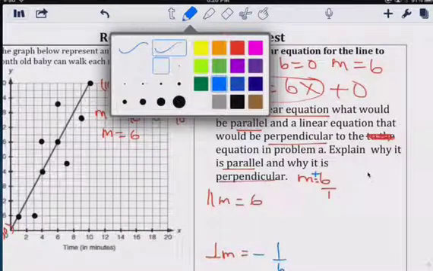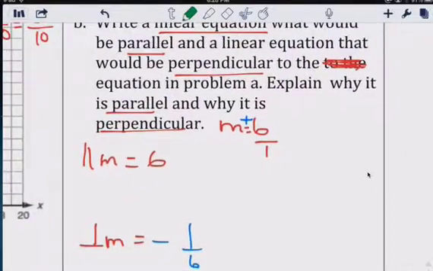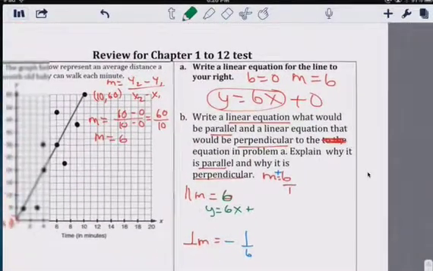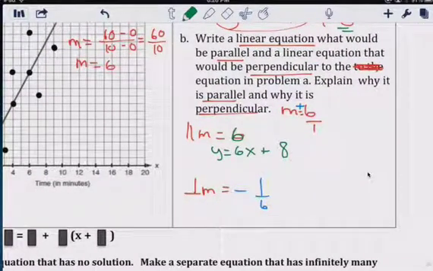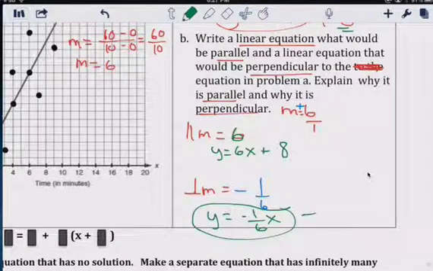So for a parallel linear equation, you go y equals 6x plus whatever you would like. You cannot use 0 because this is already 0. 8. Okay, that's parallel. Perpendicular, the slope has to be opposite. y equals negative 1/6 x, the reciprocal, plus or minus whatever, say 10. Or with perpendicular, because the slope is already different, you can leave it like that, and the y-intercept can also be 0. Or it can be different.